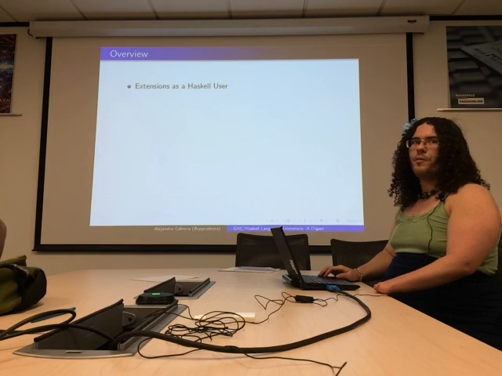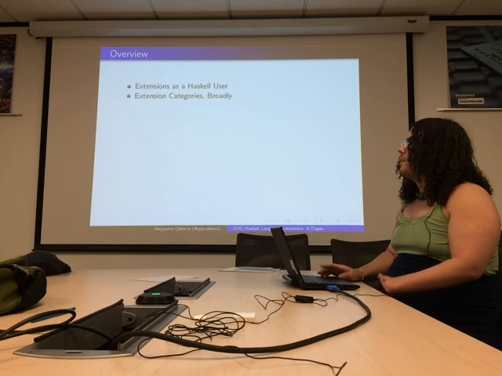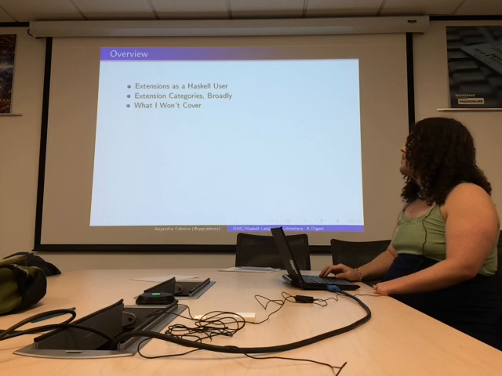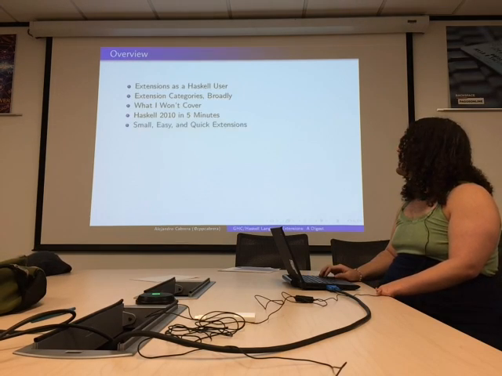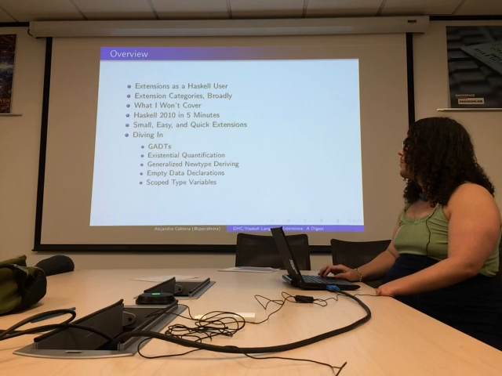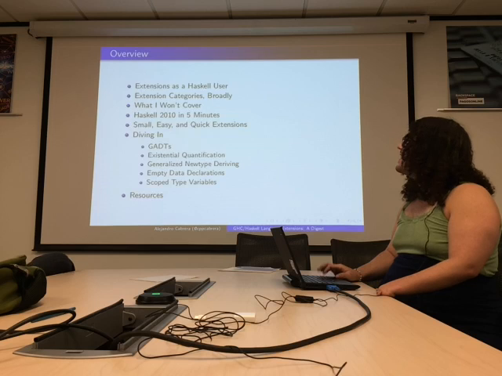All right, so the overview of this presentation is: extensions as a Haskell user, how do you interact with the system, extension categories broadly, breaking things down into what they change in the language. What I won't cover: Haskell 2010 in 5 minutes, some small, easy, and quick extensions, and then we're going to dive into GADTs, existential quantification, generalized newtype deriving, empty data declarations, and scoped type variables. And the resources, that's a lie. I didn't actually get to fill in resources, so I'll send that along later.